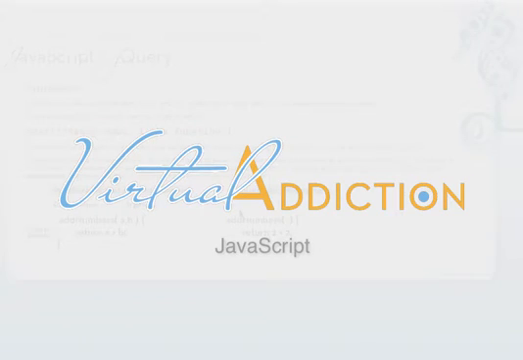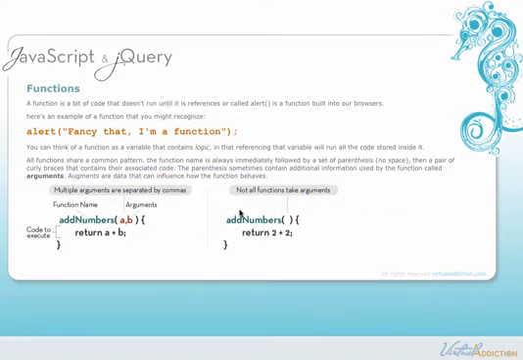We're going to be talking a lot more about functions. They're a powerful component of writing JavaScript, and you need to make sure that you understand them. A function is a bit of code that doesn't run until it is referenced or called. Alert is a function that's built into our browsers. It's a block of code that only runs when we explicitly tell it to.